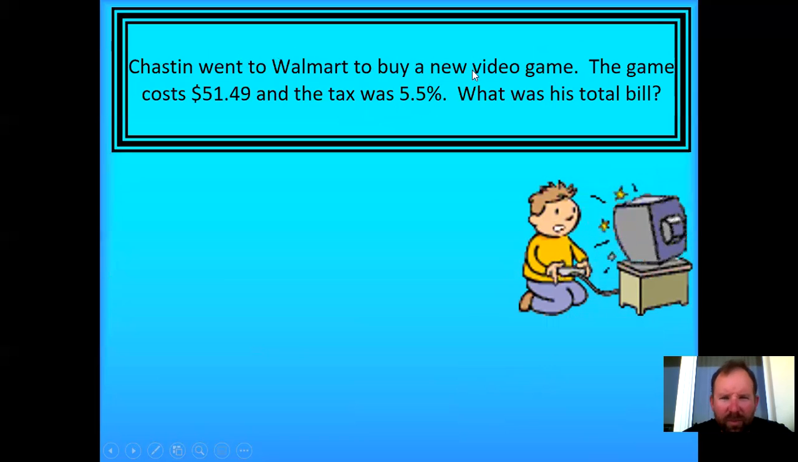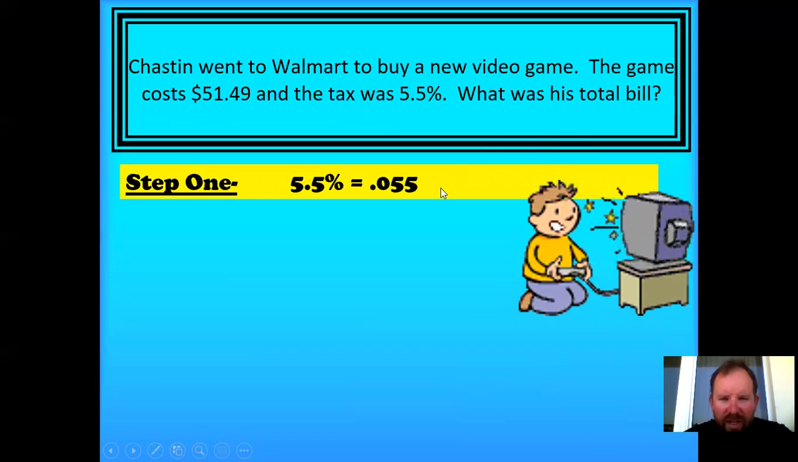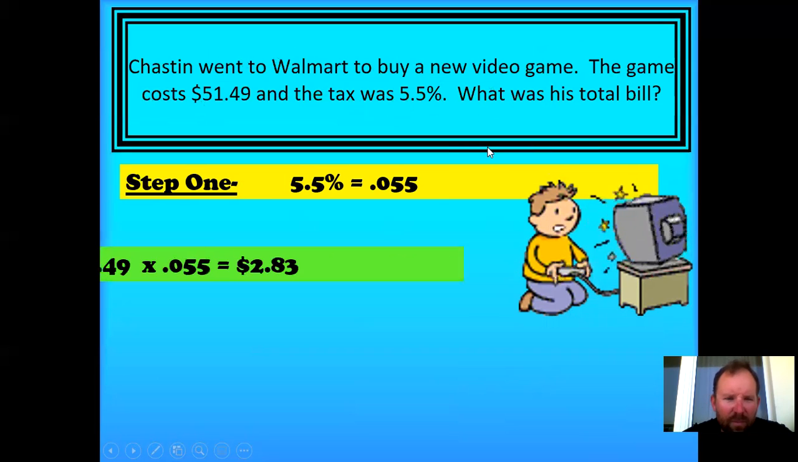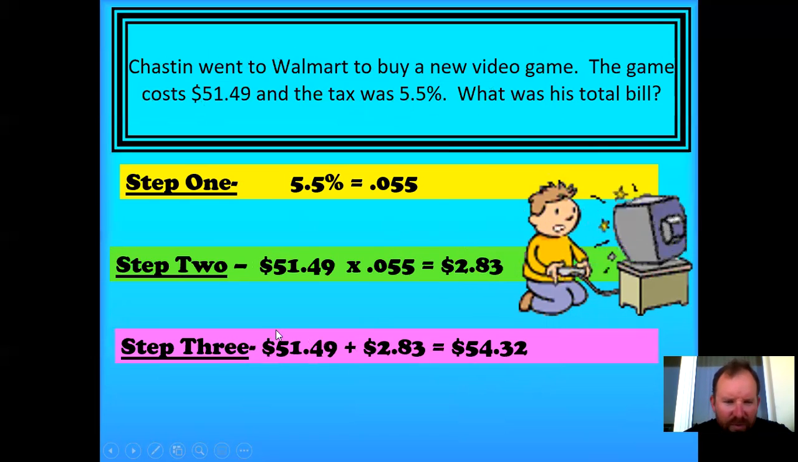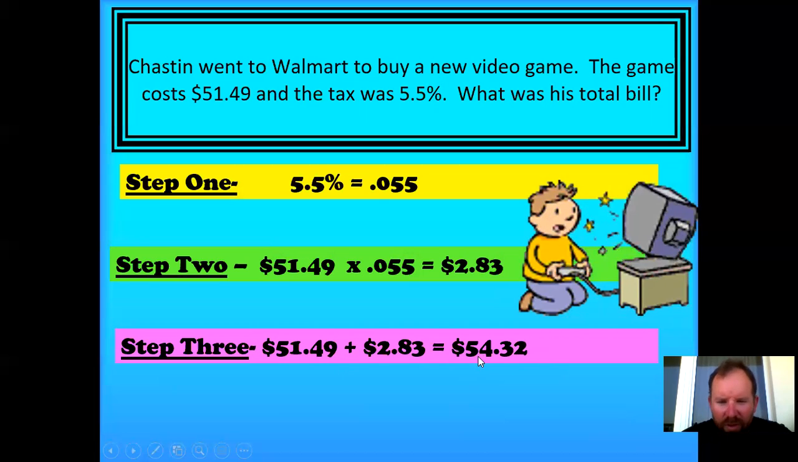Chaston went to Walmart to buy a new video game. The game cost $51.49 and the tax was 5.5%. How much did the game cost him after tax? Well, you move the decimal 2 places to the left, so we get 0.055. Multiply that times $51.49. We find out that the tax cost him $2.83, and we add that back to the $51.49 for a total cost out the door of $54.32.